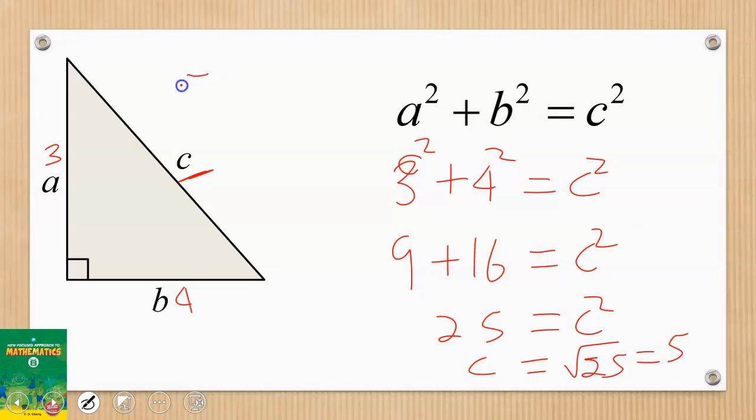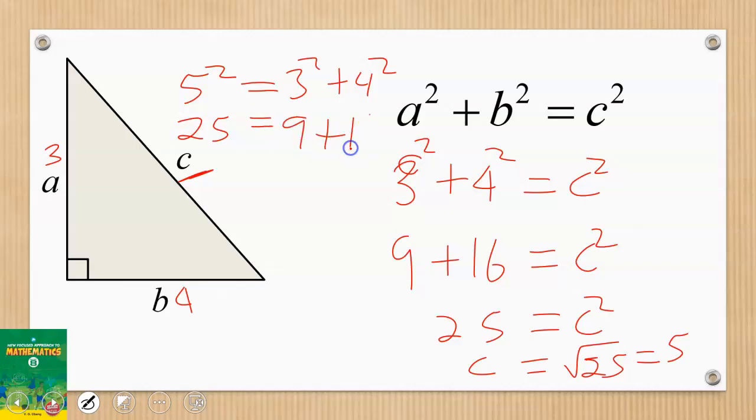So what it means is that if I take 5 squared, it should be equal to 3 squared plus 4 squared. And that is true, because 25 is the same as 9 plus 16. That is what Pythagoras theorem is all about.